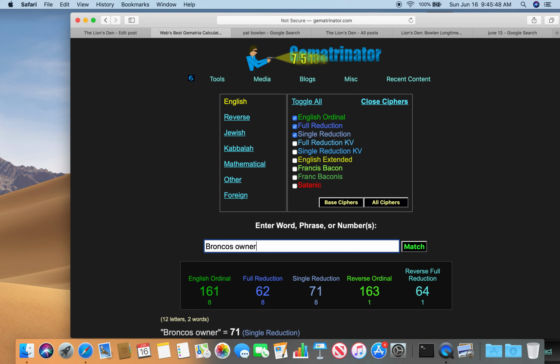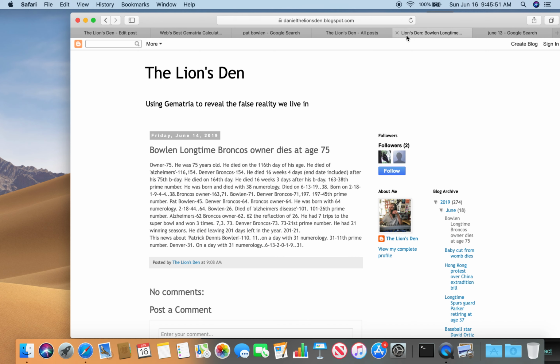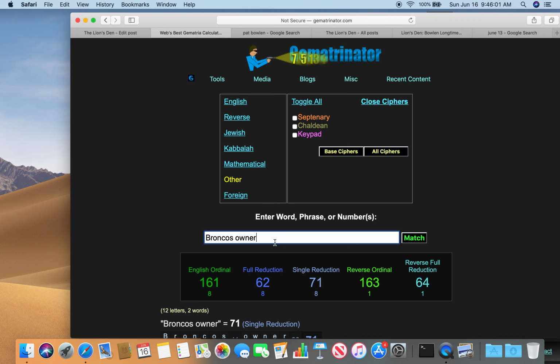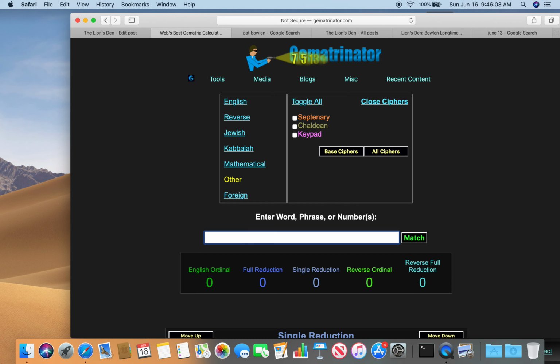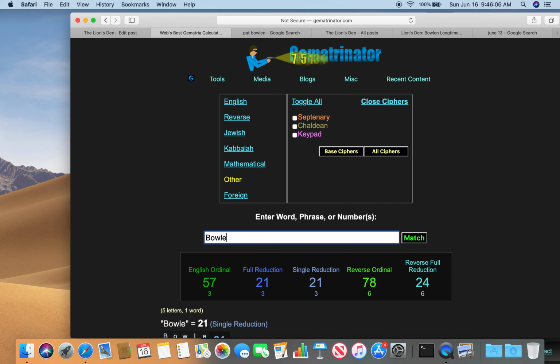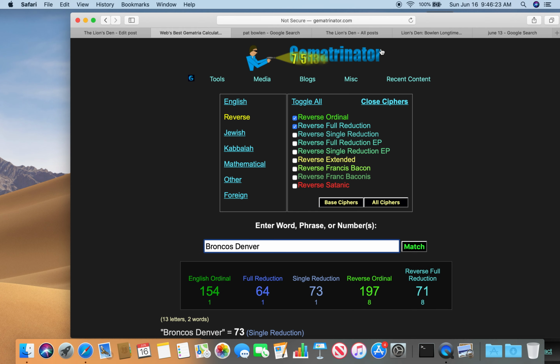Also, there's the S exception, 71. Bowlen equals 71. Denver Broncos equals 71. So, a perfect match. Bowlen, 71. As you can see here, Denver Broncos, 71. It's also 197.